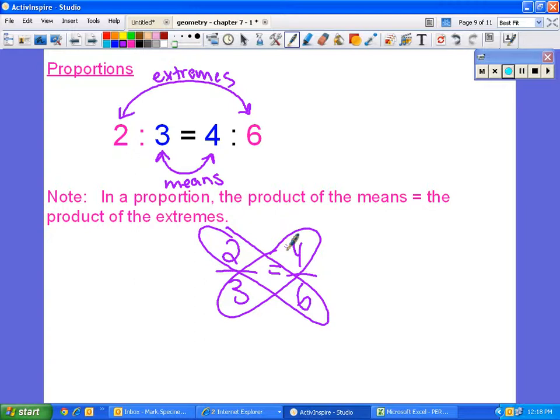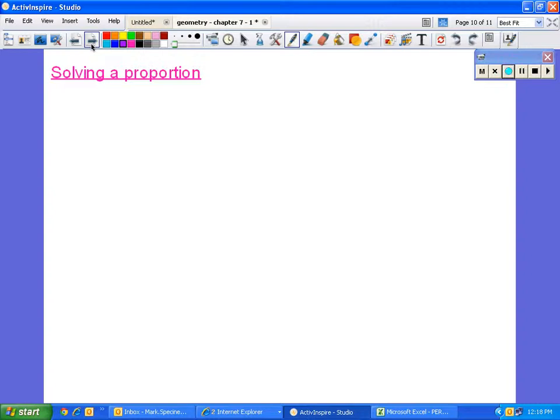So let's go through. I'm confident that everybody can solve a proportion using cross multiplication. So let me give you one that's a little more tricky. Okay, so this one's a little more tricky. Tyler, can you set this problem up for me, please?